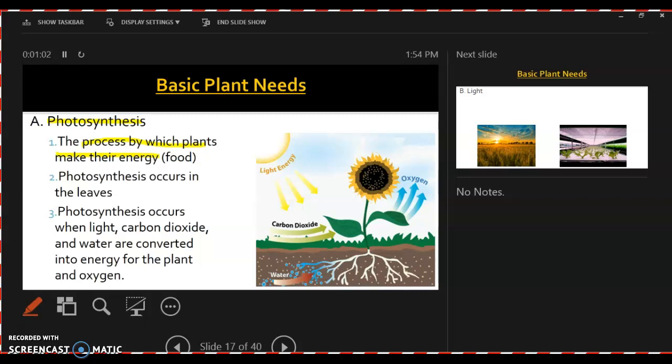Photosynthesis occurs in the leaves of the plant. It will not occur at night. It occurs when light, carbon dioxide, and water are converted into energy. So just know that in order for a plant to photosynthesize, it has to have light, carbon dioxide, and water.